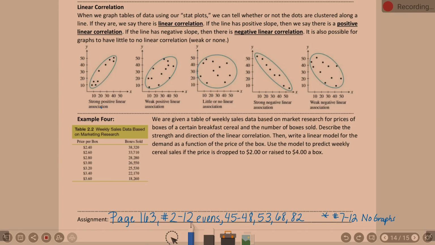I am most worried about positive, negative, or no correlation, okay? You may see in the book they may talk about strong versus weak, but I'm most worried about positive, negative, or none. Okay.